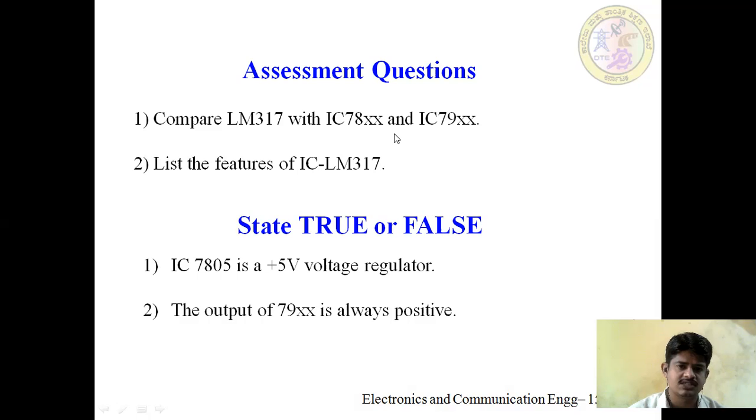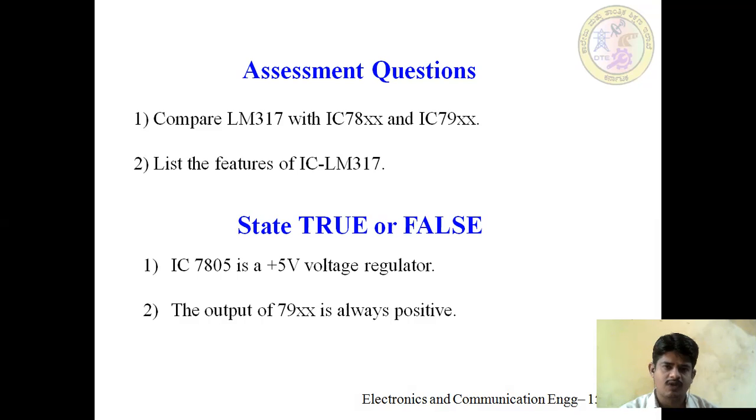You can even think of the advantages and disadvantages of each kind of IC that you can write down for this assessment question. Second question is, list the features of IC LM317. So we have discussed the features of 78 series, 79 series and IC LM317. So the assessment for you is to list the features of IC LM317. Okay, one more question, state true or false. IC7805 is a plus 5 volt voltage regulator.